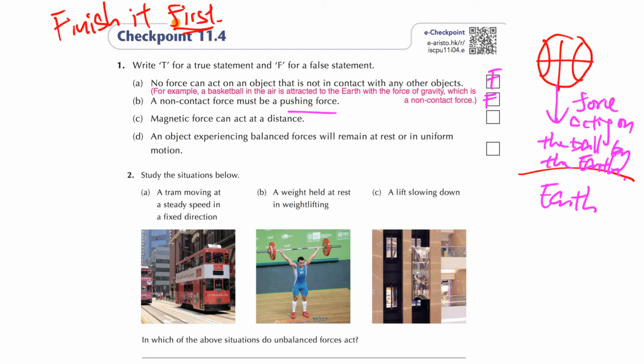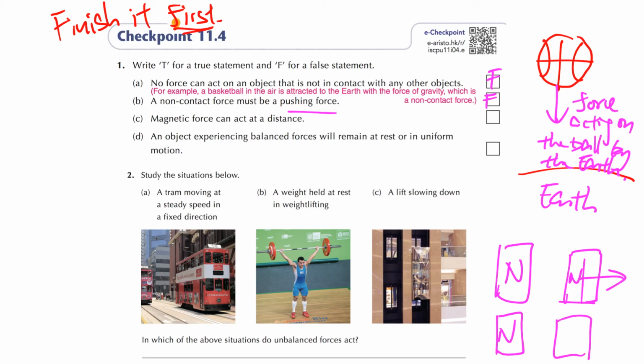Magnetic force can be pushing or pulling. For example, if you have a N side of the magnet and another N side of the magnet right here, then they will push away. But if you have a N side and you put a south side of the magnet, they will pull towards each other. So therefore, a non-contact force can be pushing or pulling. Magnetic force can act at a distance, correct? Because it's a non-contact force. You don't need them to come into contact or touch each other.